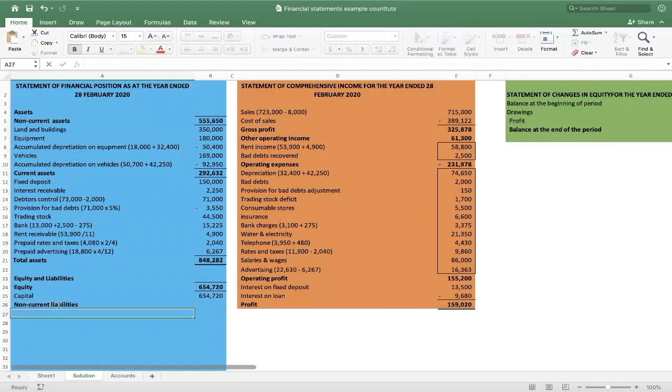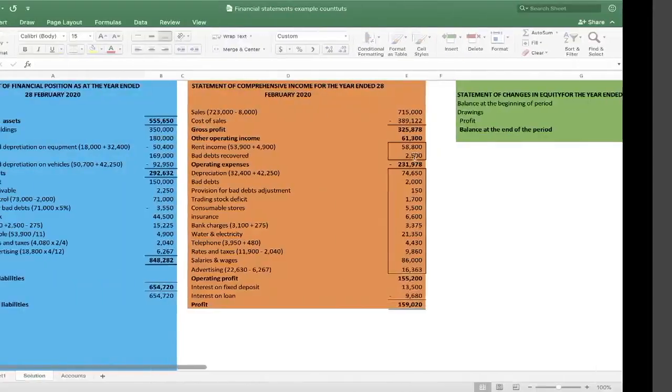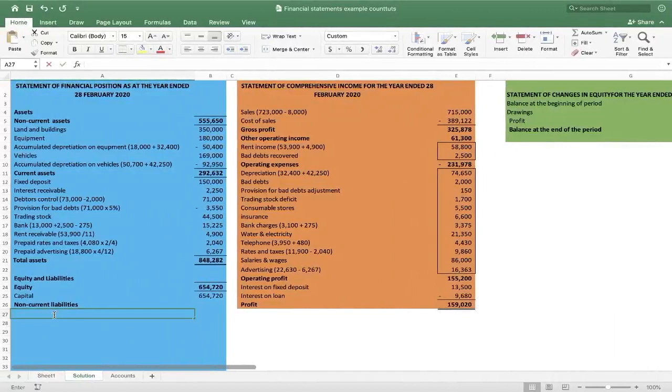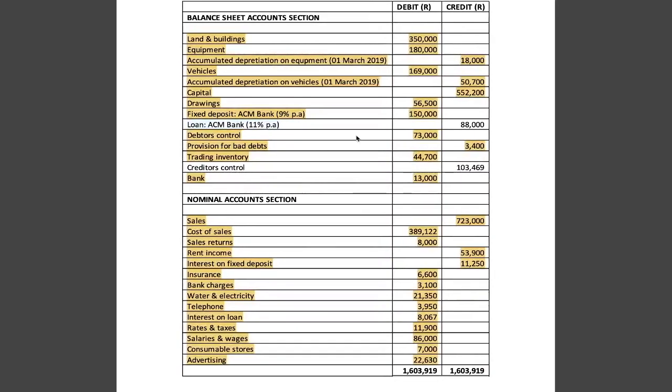We know that we only have one non-current liability. That's the loan from ACM Bank. So I'll write that down, and the amount is 88,000 rand. I'll put that down under non-current liabilities, and once again, I will put the total here, which is the 88,000 rand, and then I move on to current liabilities. So before I forget, let me highlight here my loan amount.